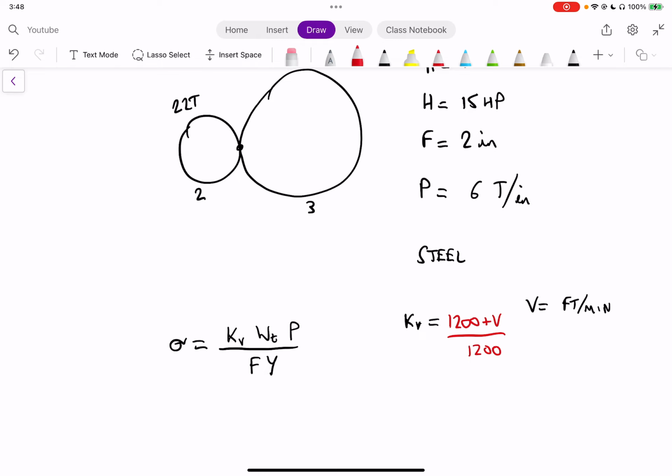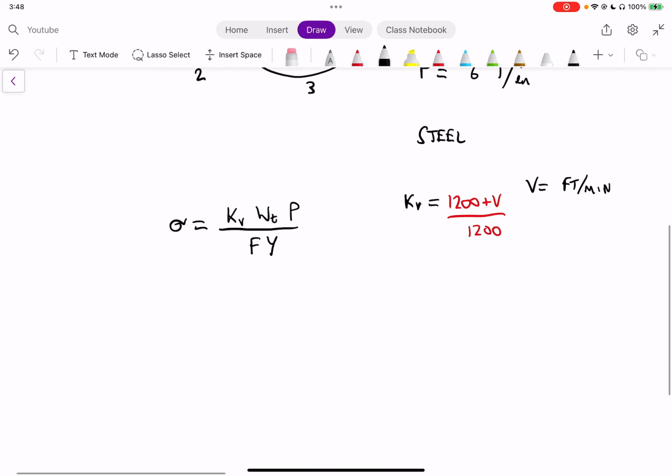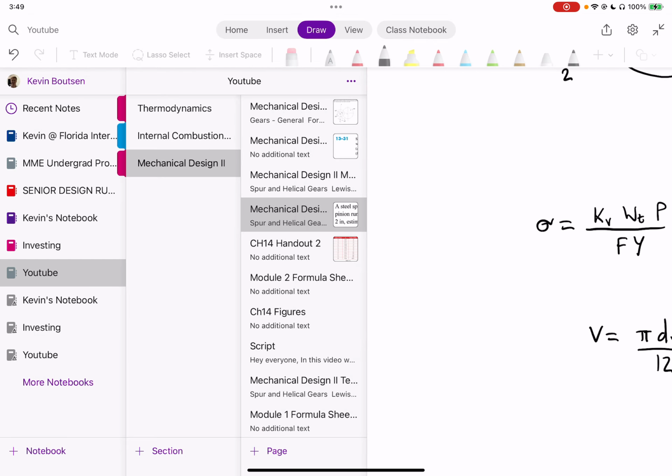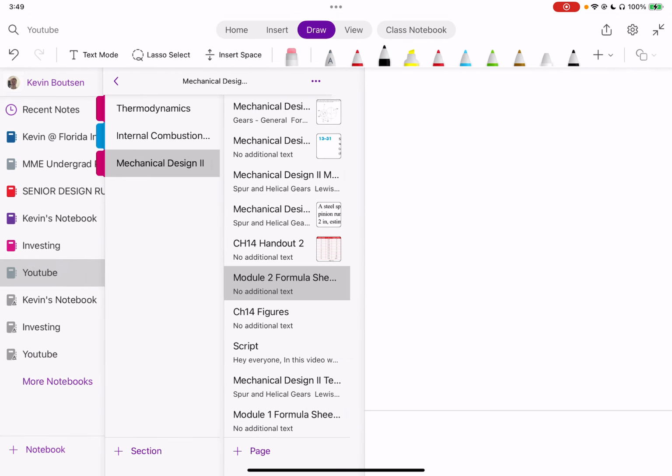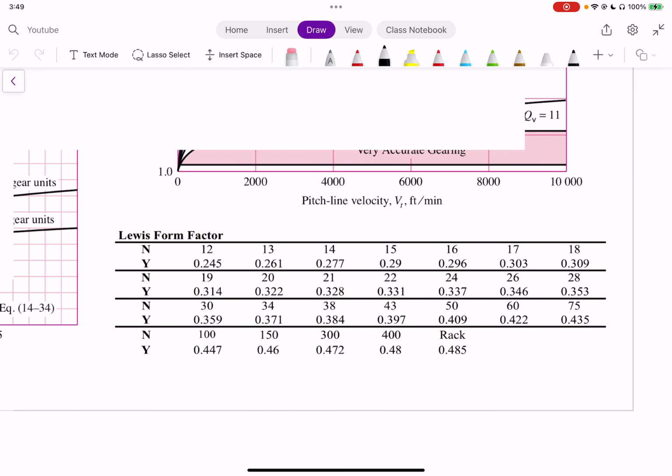And we know that V is in feet per minute. Now, in order to solve this equation, we need to find the velocity. We don't have the velocity, we only have the rotational speed of the pinion. Since we know the rotational speed of the pinion, we can translate that and say velocity is equal to pi d n over 12.